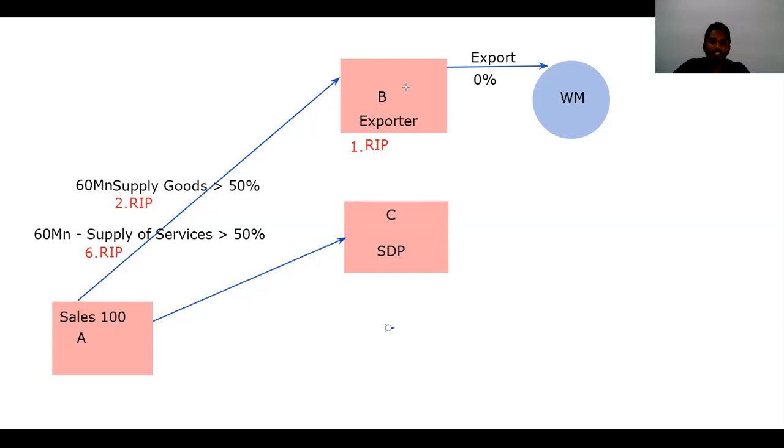Then if they are making supply of goods or services to SDP of more than 50%, again this more than 50%, then again this person can register as a RIP. This is the third scenario. Supply goods and services. This is the third scenario.